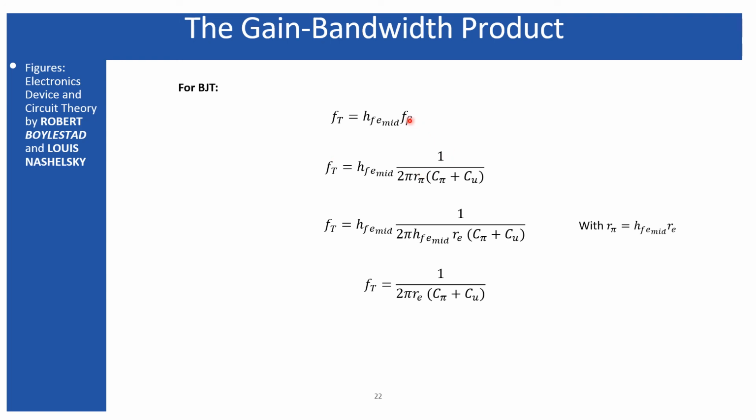I have replaced the expression of f beta over here, and this r pi I'm writing as HFE mid times Re, as I have shown in my earlier slide. So this HFE mid now gets cancelled. So ft can finally be represented as 1 over 2 pi Re times C pi plus Cu. And this Re is associated with the emitter resistance when you are considering emitter current is flowing due to the influence of base to emitter voltage. So this is the end of the analysis of low frequency response and high frequency response of bipolar junction transistor.